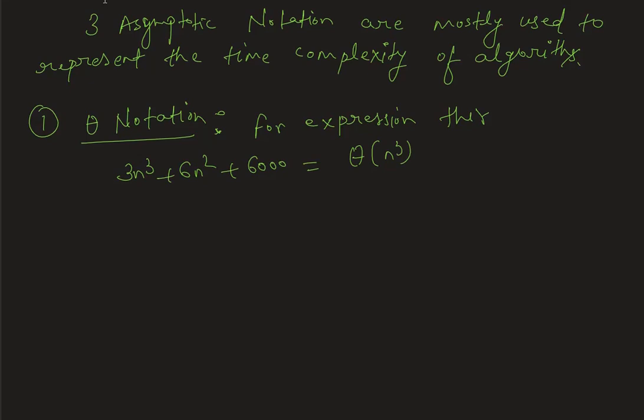For a given function g(n), theta of g(n) is the following set of functions. Here we drop this term, we also drop this term and the leading constant, and we only keep this term. Here n naught equals 3. So this is theta of n cube, theta notation.